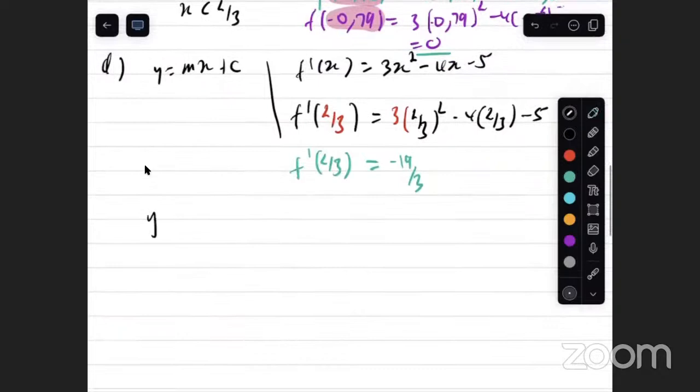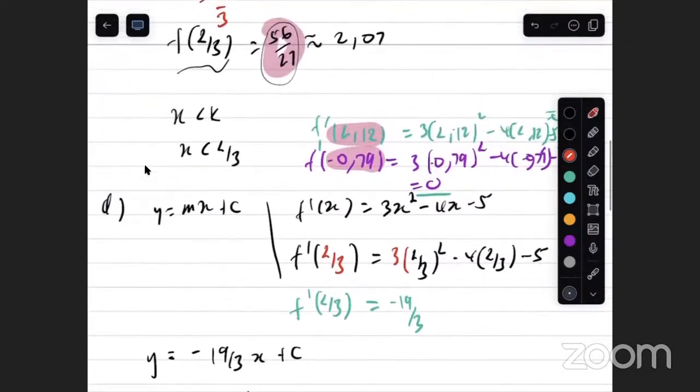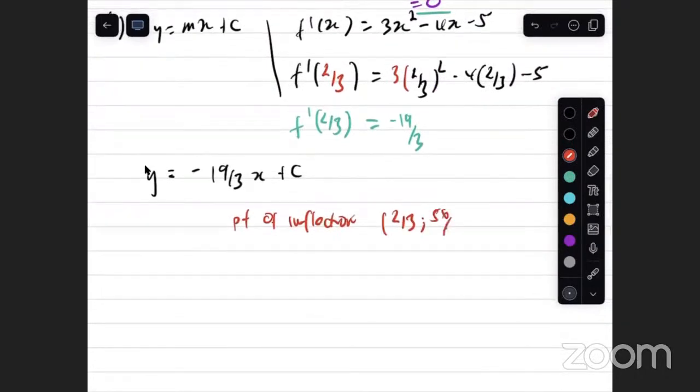All we need to do is use y equals mx plus c. The gradient is negative 19/3 x plus the constant c. Use the point of inflection to find c. The point of inflection, remember, was 2/3 and 56 over 27. This one goes for the x, and this one goes for y, to find the constant c. Does that make sense?